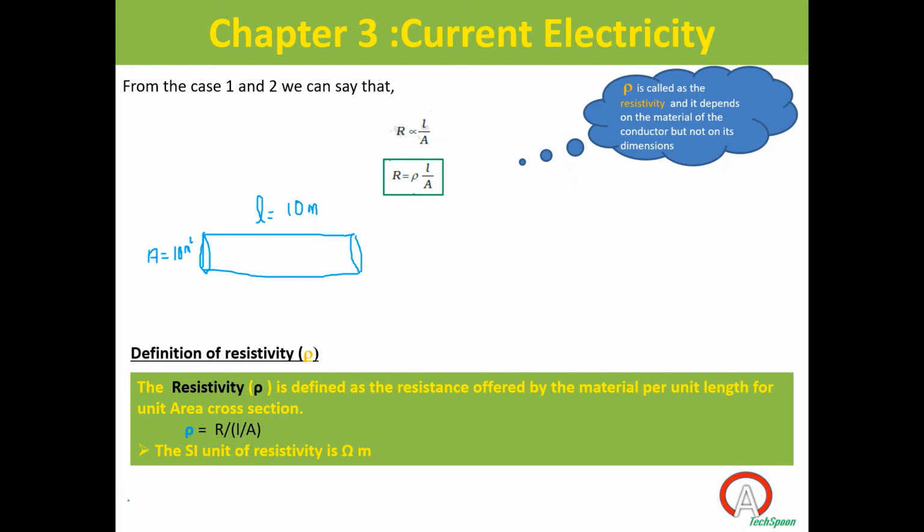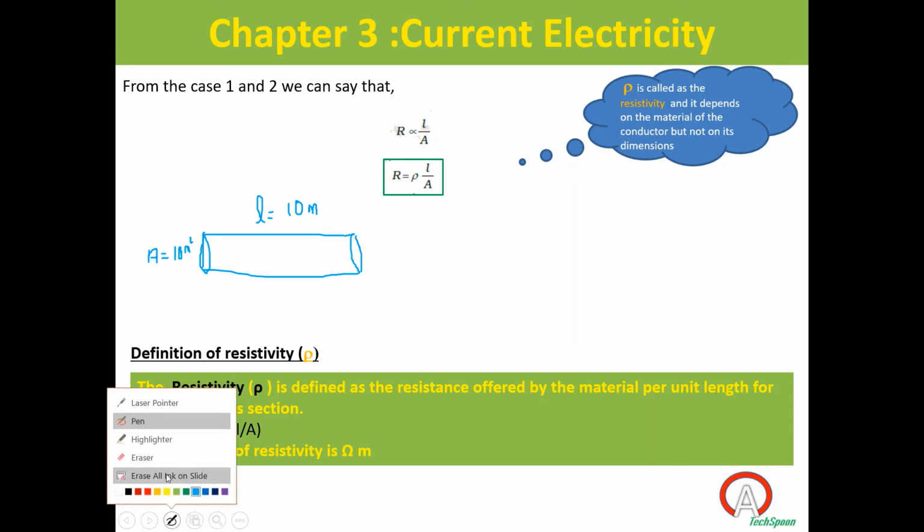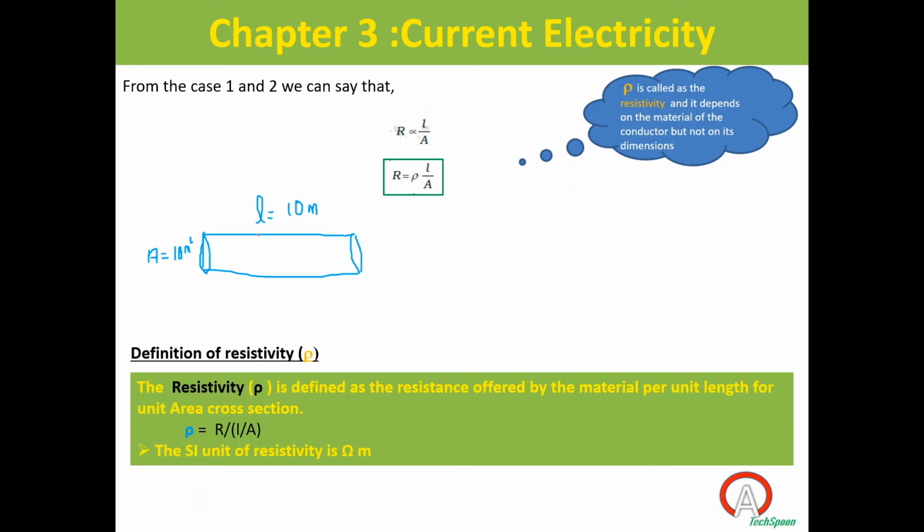So I am going to cut this conductor into 10 equal pieces. What is meant by equal pieces? Each piece should have the same length and the same area of cross section.